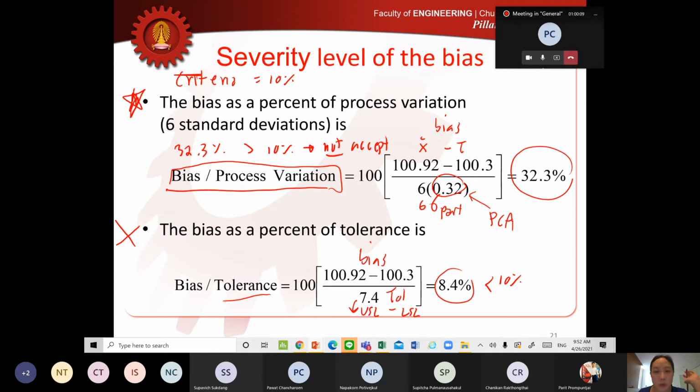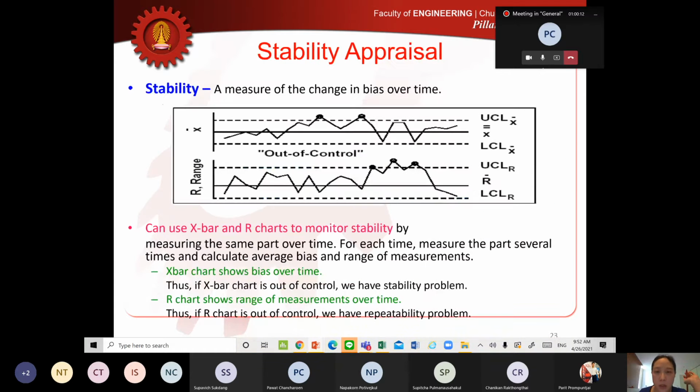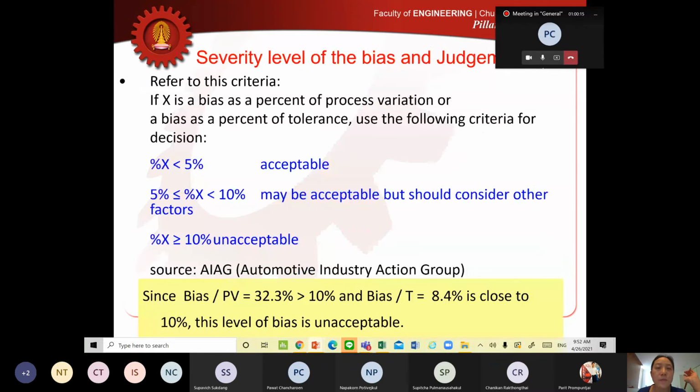So up to now, do you have any questions about the bias analysis?